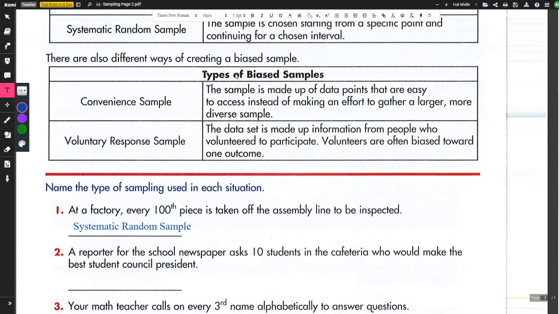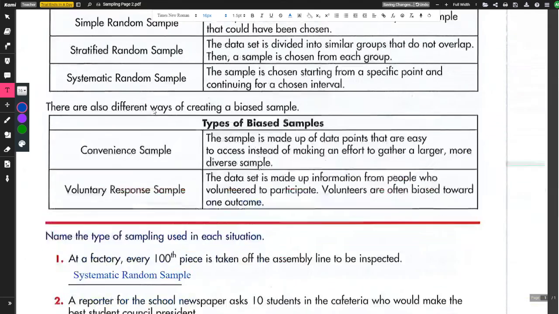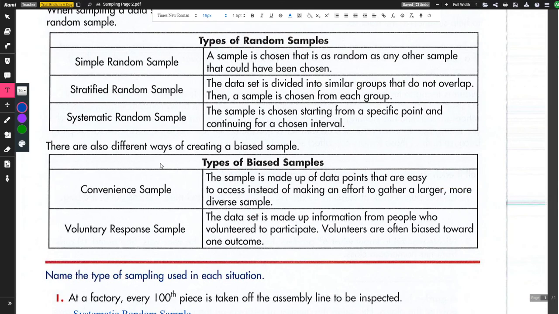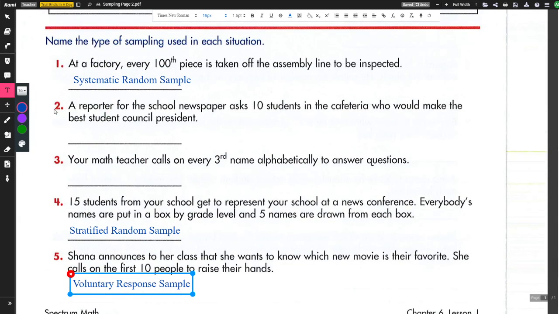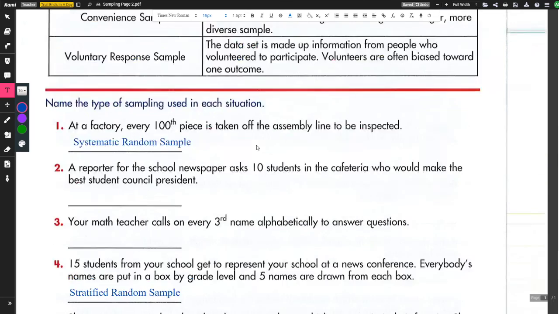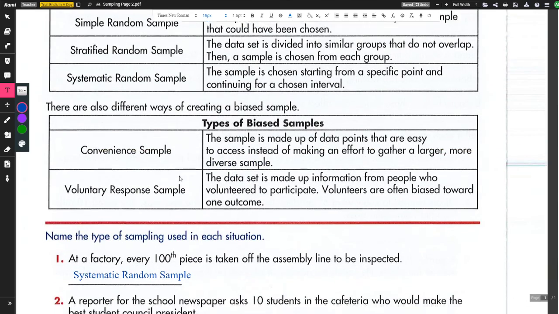Notice how the bias samples didn't say bias in them. However, the random samples did. So that's a key thing for you to notice. If it doesn't say random, it's going to be biased. So all you need to do is figure out what number 2 and number 3 are. And since we found the biased one, you know they're going to be one of these 3 up here.